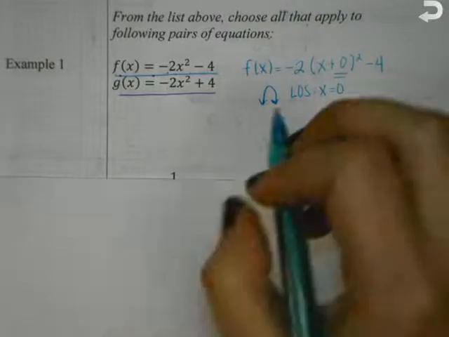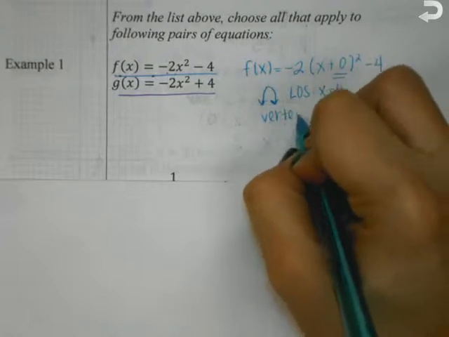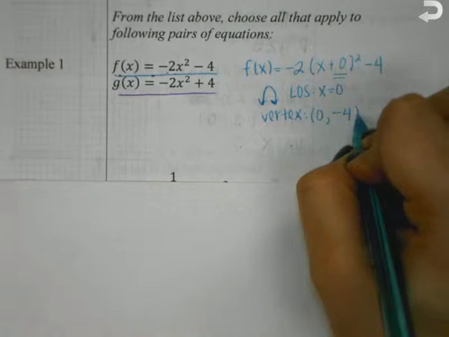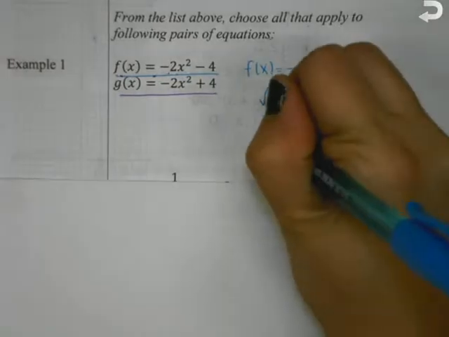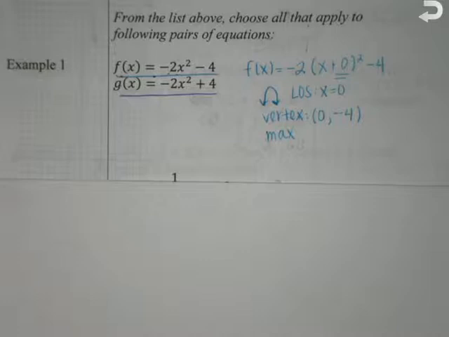What's the vertex? 0 and -4. And does this one have a minimum or a maximum? Maximum.